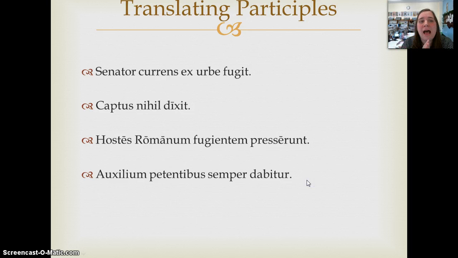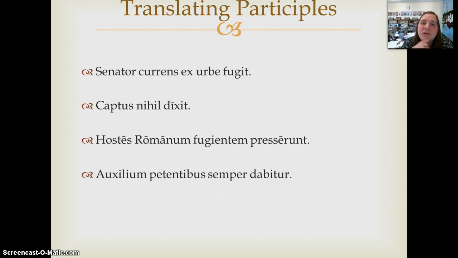Okay, now that we know how to form them, now that we know how to decline them, let's talk about translating participles, okay? Obviously, you have to translate them based on their tense and voice, for the most part. We'll talk about that more actually in a slide that's coming up in a second.